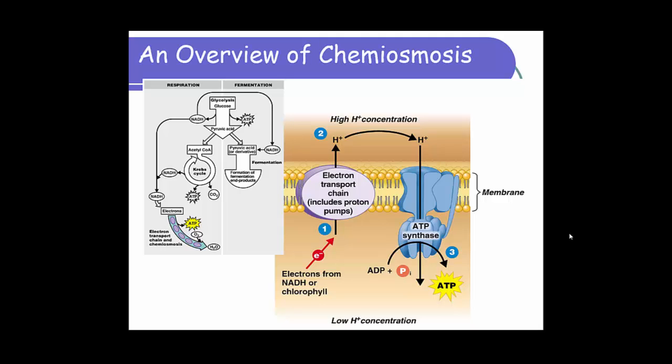This is the highly simplified version. We create a hydrogen ion concentration gradient across the membrane, be it the cell membrane of prokaryotic cells or the inner membrane of the mitochondria. The hydrogen ions flow through ATP synthase in pairs. For each pair, we get an ATP.